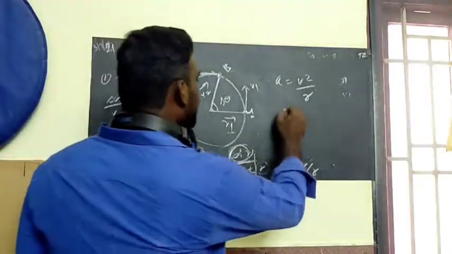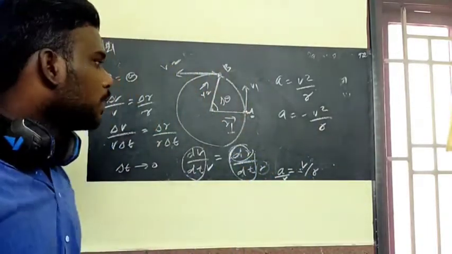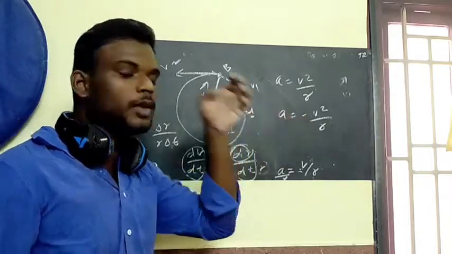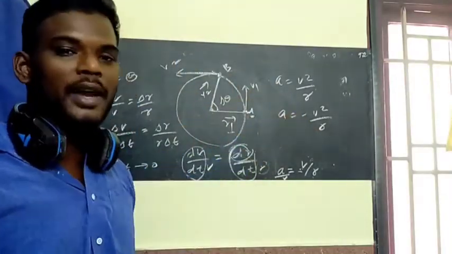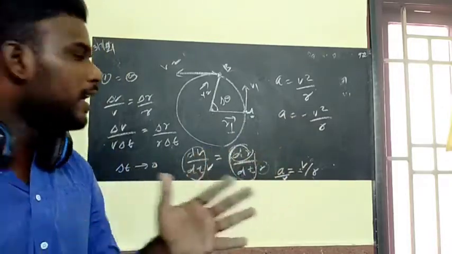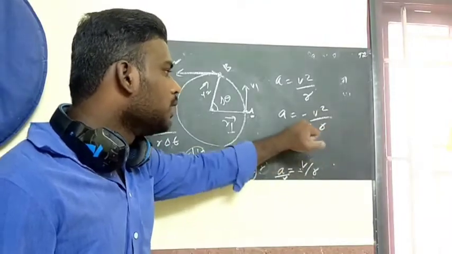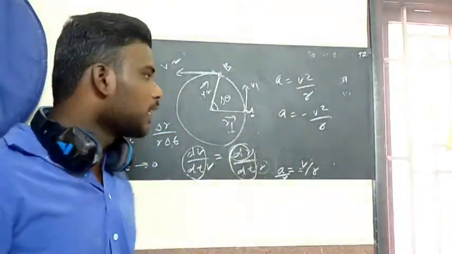And a equal to minus v squared by r. So what is the minus? The acceleration is always acting towards the center. That's why we are putting the minus. It is always acting towards the center, that's why we put a is equal to minus v squared by r. So this minus is the binding mark. Is that clear?